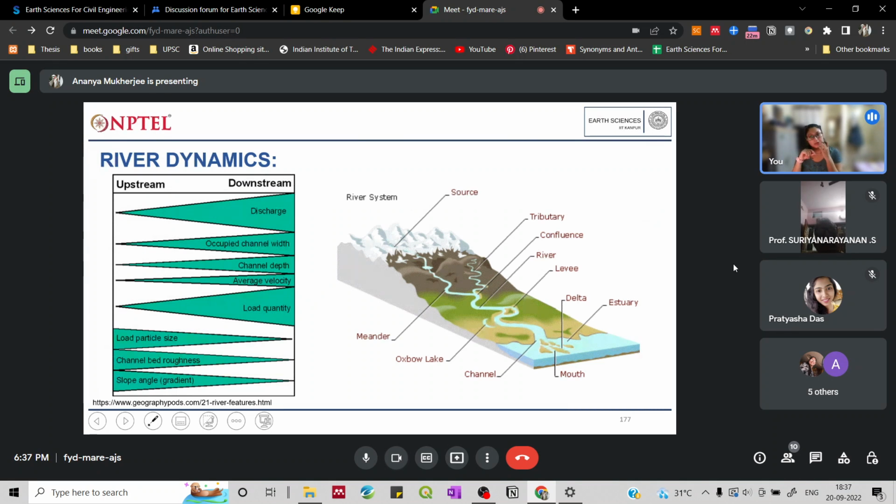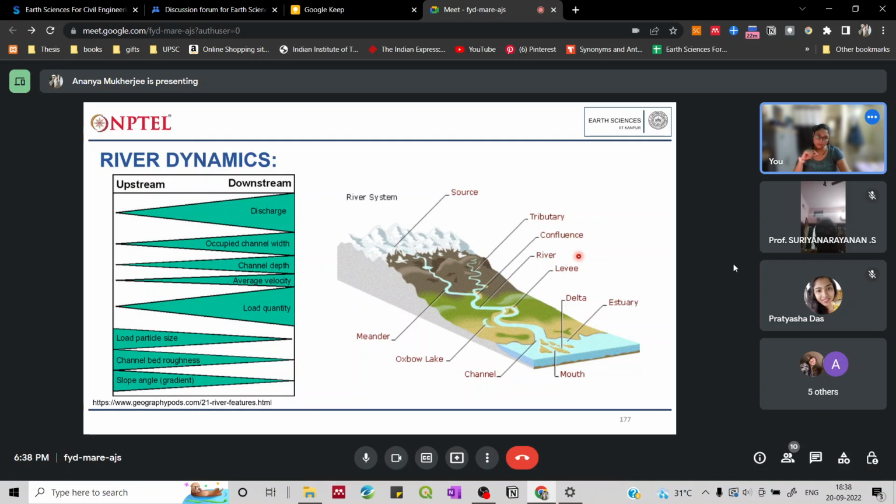So now we'll learn river dynamics. This would be a very simple river system. The source is somewhere in the glaciers, probably because of the melting of the glaciers. We have the source of the river from there. Then these two are tributaries. Tributaries join together to make the main river channel. Then this is the confluence. Confluence is where the two tributaries meet.